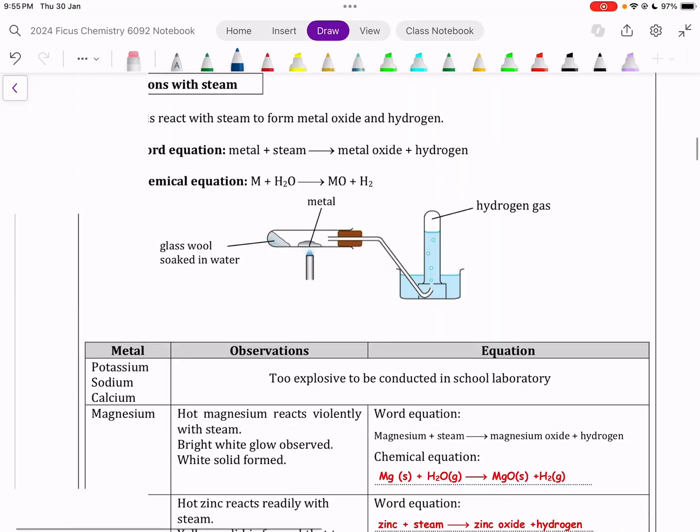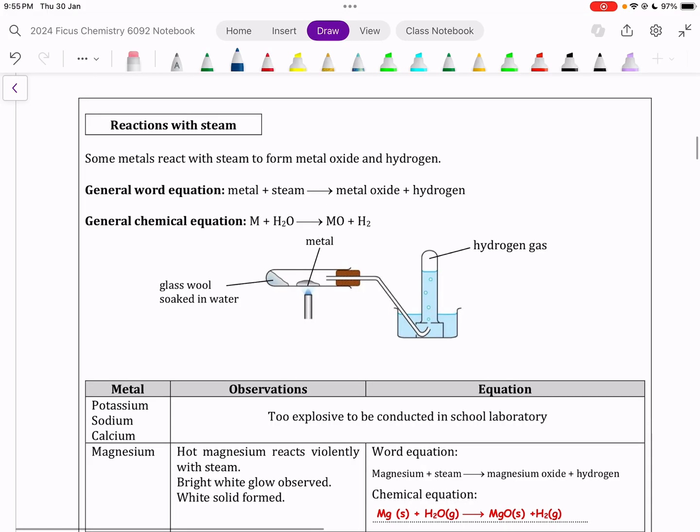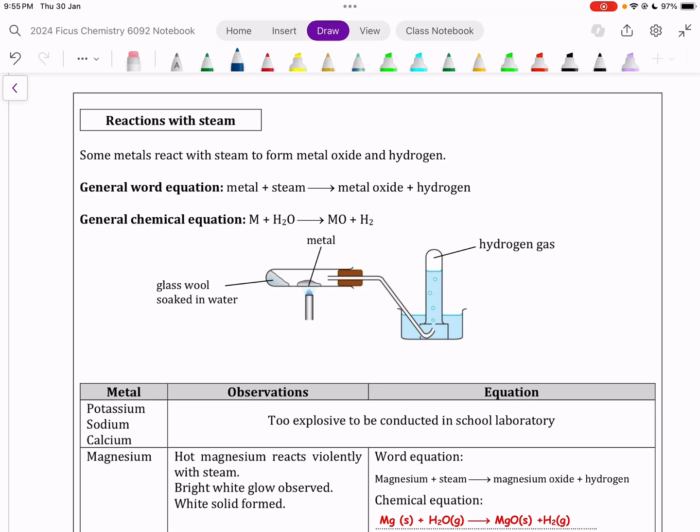Then the next reaction that we are going to talk about is the reaction with steam. This one applies to your top 6 metals.